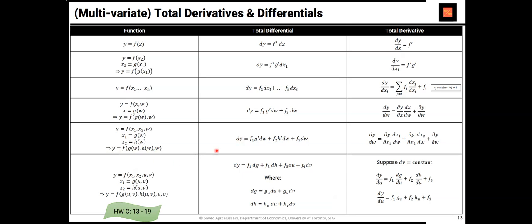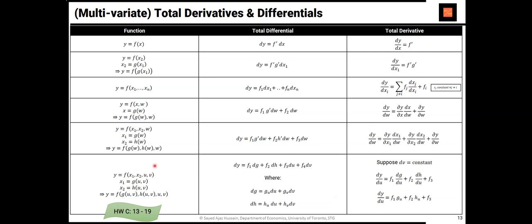The total change in y is first the change in f due to the first argument, that's f1, times the change in g due to change in w, that's g prime, multiplied with the total change in w, plus the change in f due to the second argument, that's your f2, change in h due to w, that's h prime, times the total change in w, plus the change in f due to the third argument, which is f3, into the total change in w, which is right here. And of course, if somebody says give me dy dw, you divide throughout, and that's the answer right here.